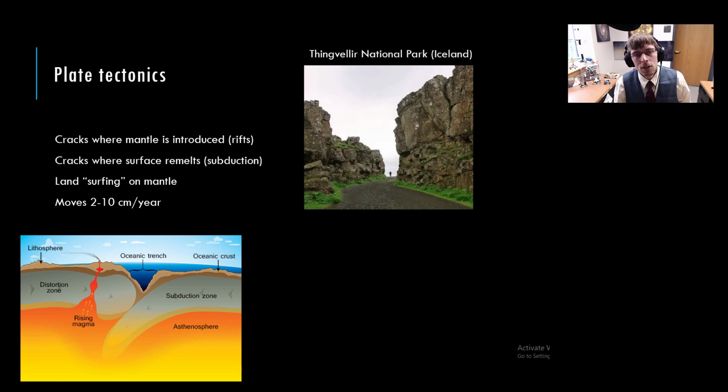Okay. So here's one place that I can think of where you can actually see the two plates pulling apart. In Iceland, it's right on the Mid-Atlantic Ridge. And so, oh man, I don't know if I can pronounce this. Thingvellir National Park is one of those locations. What you're seeing here is actually the rift between the two plates slowly pulling Iceland apart.